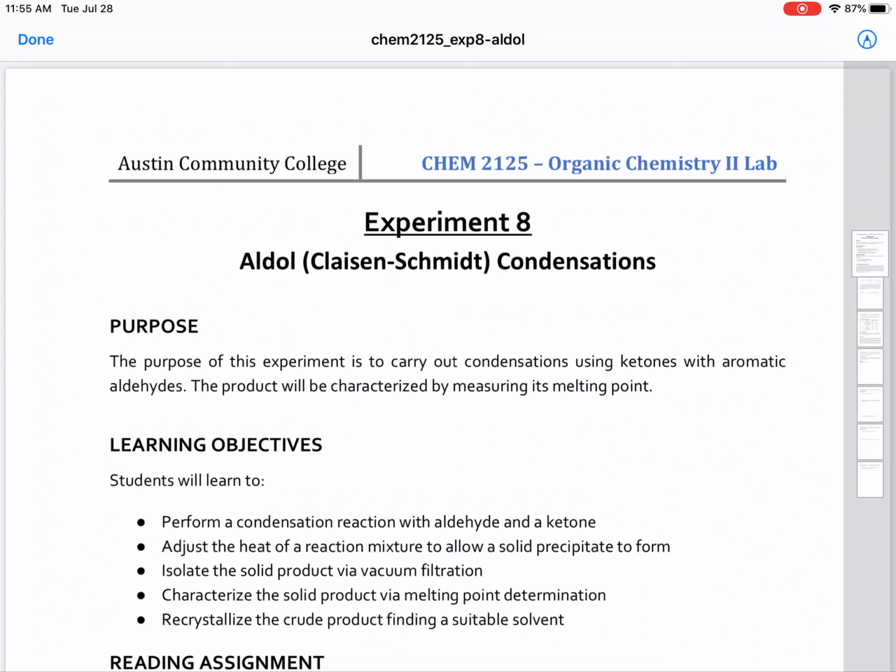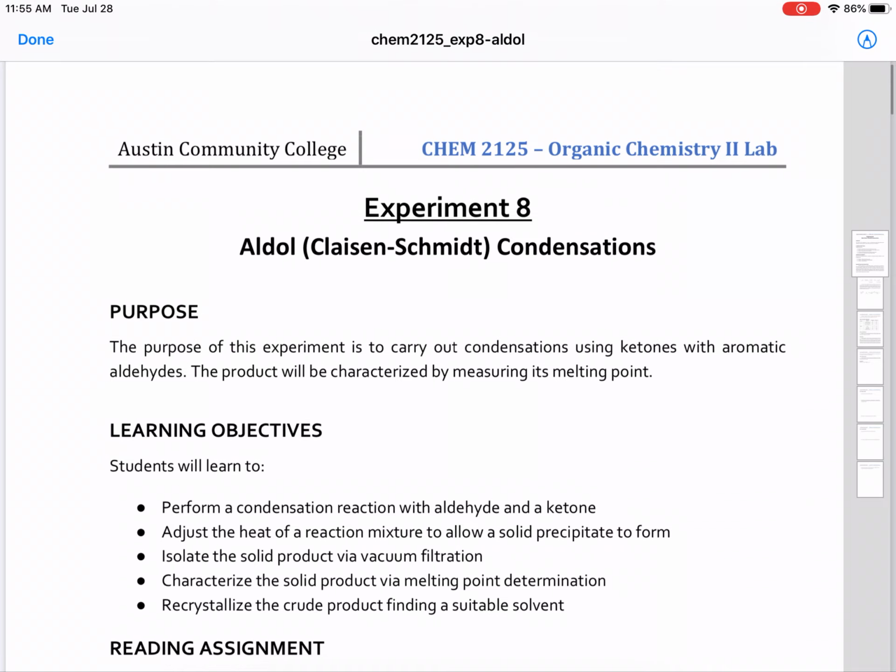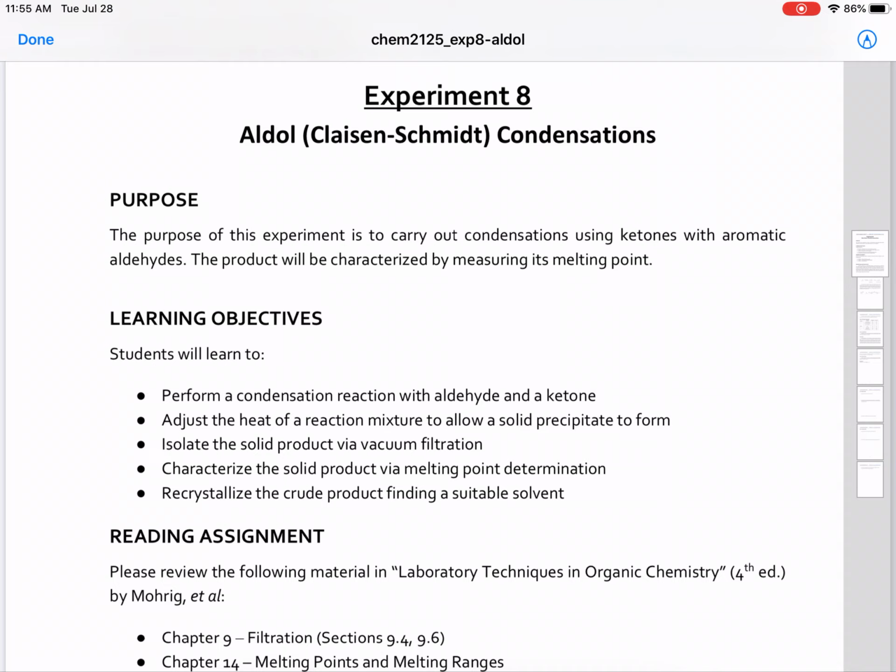Hi everyone, here's our experiment 8, which is called Aldol or Claisen-Schmidt condensation. You are familiar with the aldol reaction and condensation, but let's see what Claisen-Schmidt condensation is. The purpose of our experiment today is to carry out a condensation reaction using ketones with aromatic aldehydes.